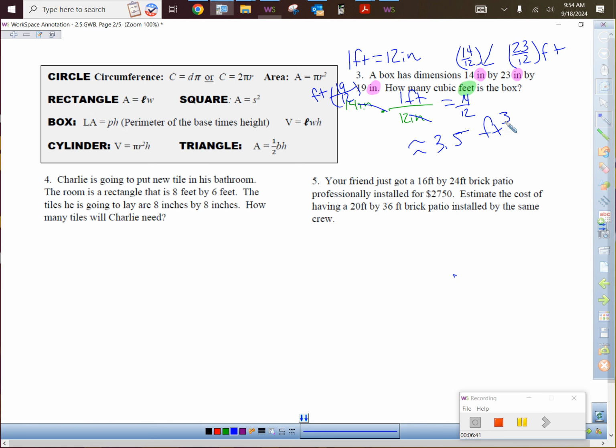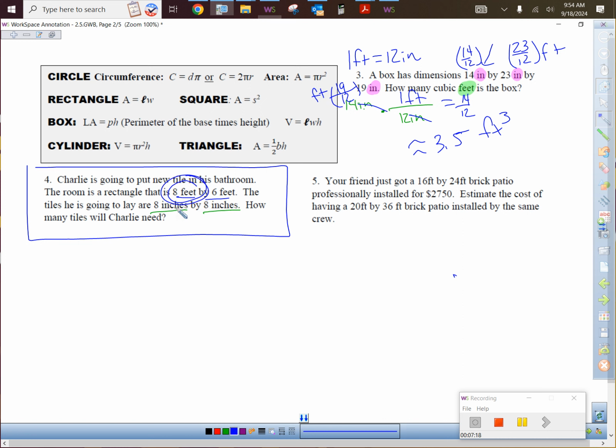Okie dokie dokie. One more of those. Kind of weird. Charlie is going to put new tile in his bathroom. The room is a rectangle that is 8 feet by 6 feet. The tile he's going to put in there, it's 8 inches by 8 inches. How many tiles will he need? Easiest move, convert to the smaller unit. Who is smaller, a foot or an inch? Inch. So let's change these into inches first.